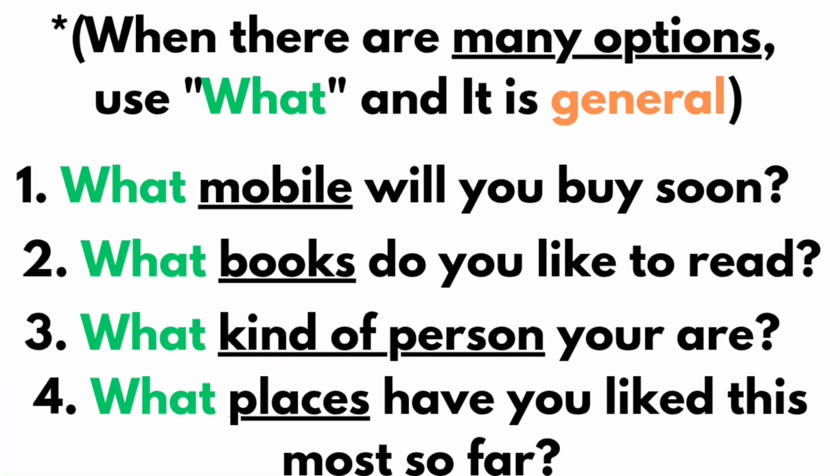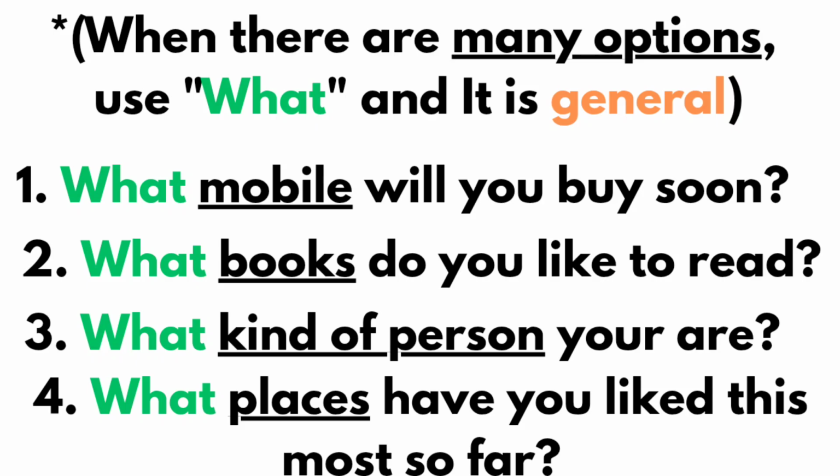When there are many options, use what and it is general. We'll see examples. What mobile will you buy soon? You are not aware, there are a lot of mobiles and you want to know what mobile will you buy soon. So in this sentence you cannot use which mobile. Of course if you use which, that will also be correct. But whenever we have many options, we use what and it is very general.